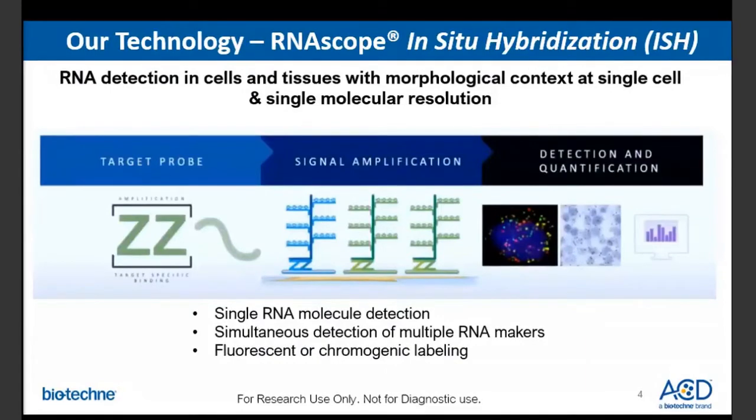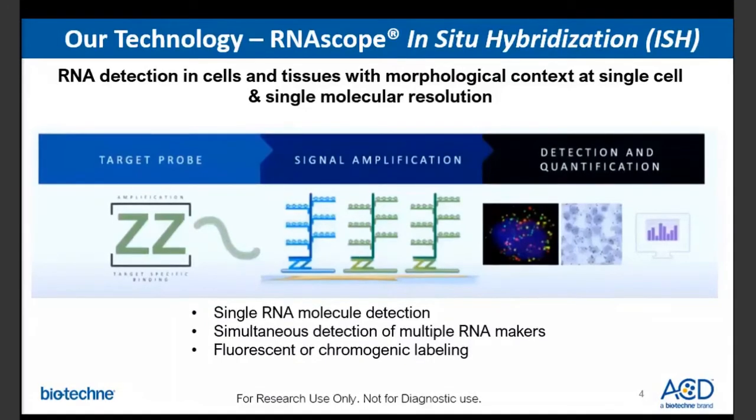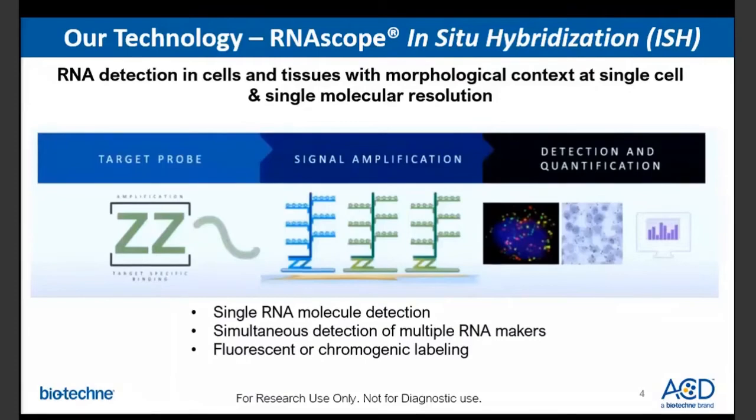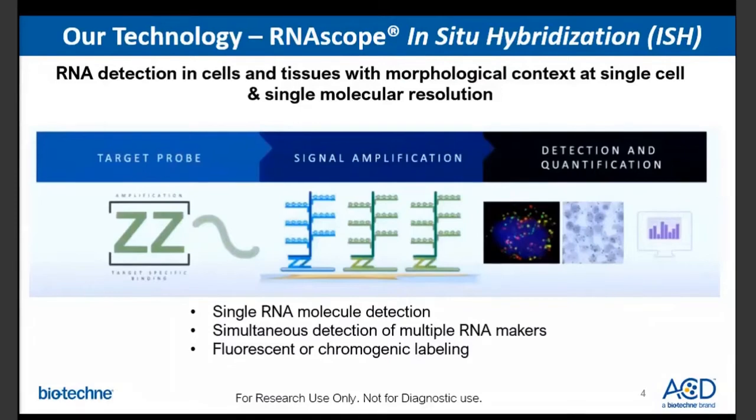It has three unique features: the single molecule detection from the target probe, the signal amplification as well, which has a branch tree oligo amplification system, and then detection and visualization of your actual target. The assay allows for the spatial mapping of mRNA, lncRNA, splice variants, and highly homologous sequences in cells and in intact tissues, all of which can be visualized with either fluorescence or chromogenic labels.